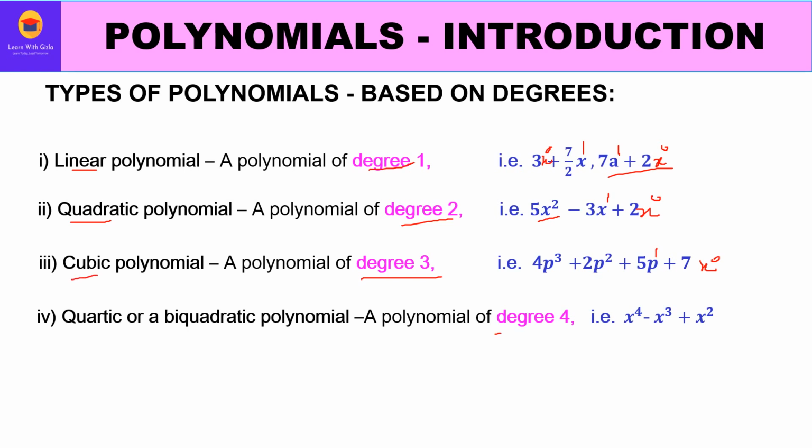And if the degree is 4, like in this case the highest power is 4, so we say it is quartic or bi-quadratic polynomial. So there are 4 types which we are going to learn over here: linear polynomial having degree 1, quadratic polynomial having degree 2, cubic polynomial having degree 3, and quartic or bi-quadratic polynomial having degree 4. So these are the various types of polynomials depending on the degrees, right?